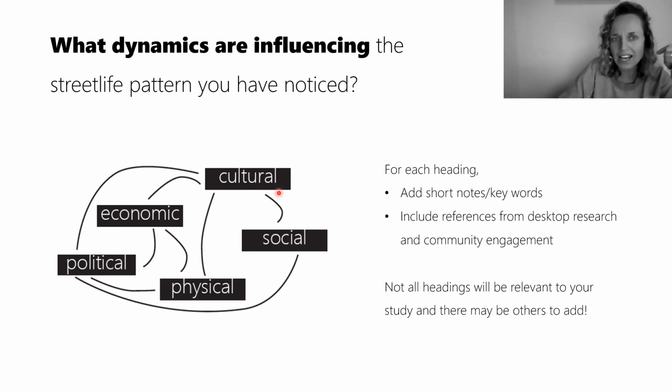So you can pull out each of these headings, and there will be more. There may be more, there may be less. And under each, just write some short notes or keywords. What are the cultural factors that are driving this? And have you read that in one of the texts that we've given you? Have those cultural factors come from a discussion that you had with a community member? So cultural factors, social factors, physical factors, economic factors, political factors, environmental factors, etc., with a few short notes underneath each, including references from your desktop research and community engagement.